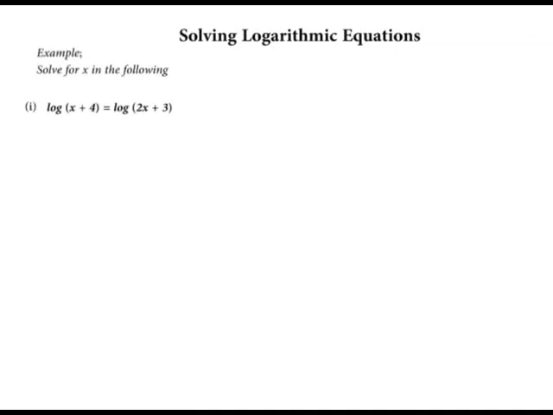Log of x plus 4 is equal to log of 2x plus 3. Because we have logs on both sides, we ignore the logs but not cancel them out. We do not cancel logs. And so we remain with x plus 4 is equal to 2x plus 3. Opening the brackets, we shall have minus x is equal to minus 1 and x is equal to 1. That's simple.